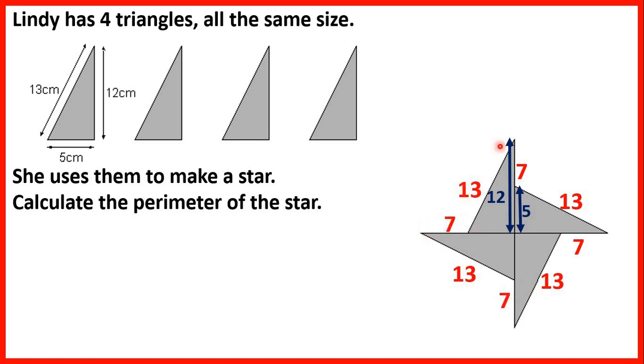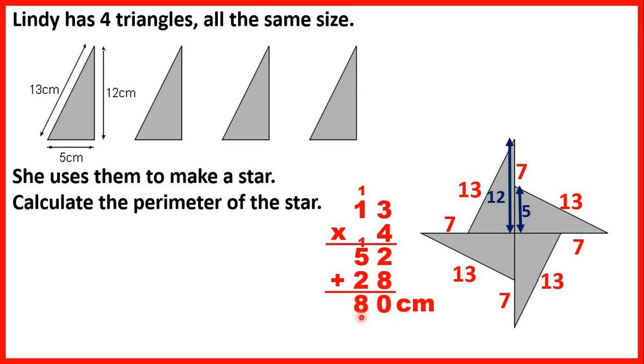So to find the perimeter, we need to add up all of these lengths. We have 4 lengths of 13, so that gives us 52 centimetres, and we have 4 lengths of 7, so that's another 28 centimetres. And 52 plus 28 is 80, so the perimeter is 80 centimetres because that's the total length around the outside of the star.